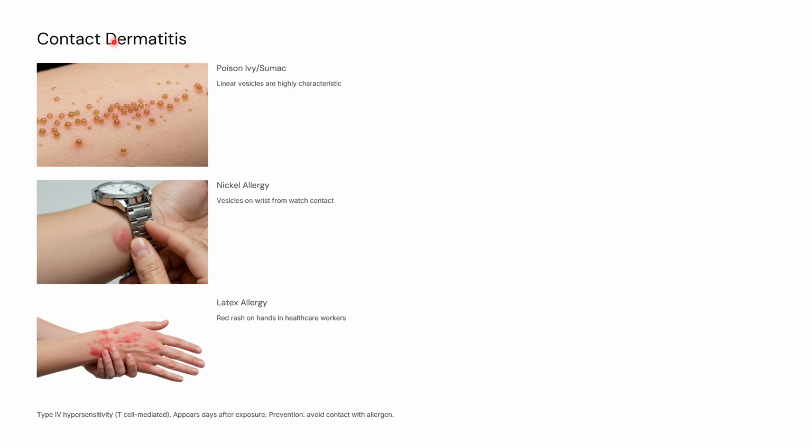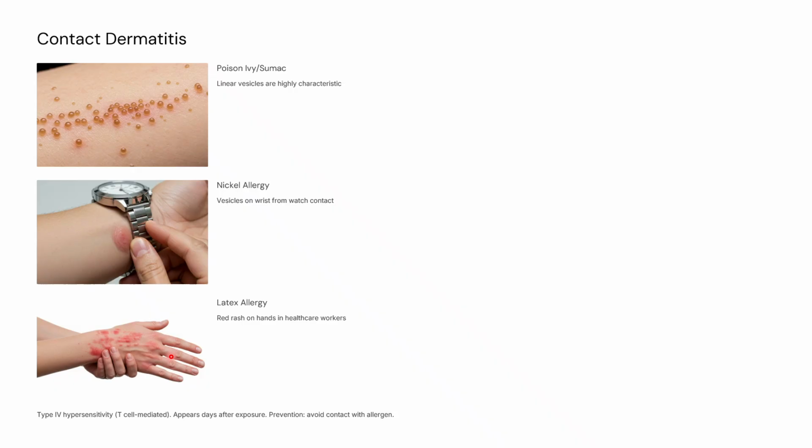thereby there will be skin reactions. So here, if you see, this is because of poison ivy or sumac, where linear vesicles are highly characteristic. Following exposure to poison ivy, the patient will develop linear vesicles. So this is because of contact dermatitis or a type 4 hypersensitivity. Here, on the other hand, they are wearing a watch, and the watch has nickel in it. The vesicles on the wrist from watch contact will result in type 4 hypersensitivity. It can even occur in people who wear gloves. So a latex allergy is also an example of type 4 hypersensitivity.